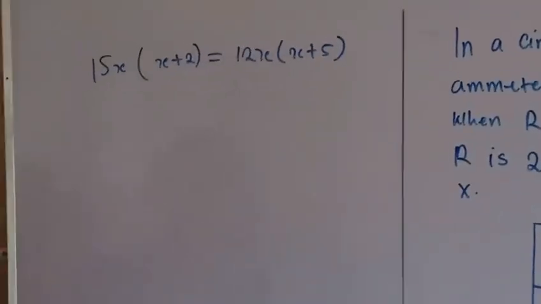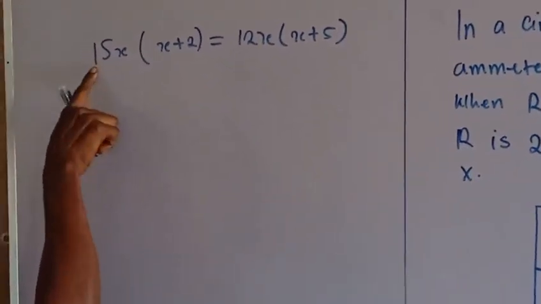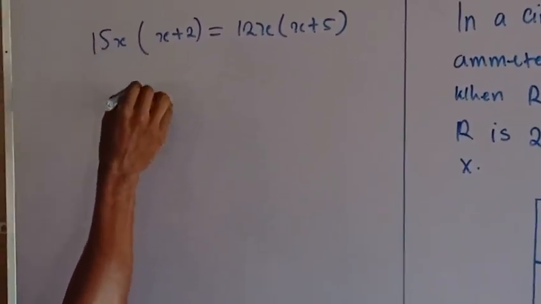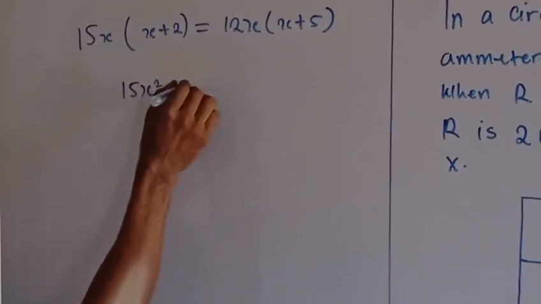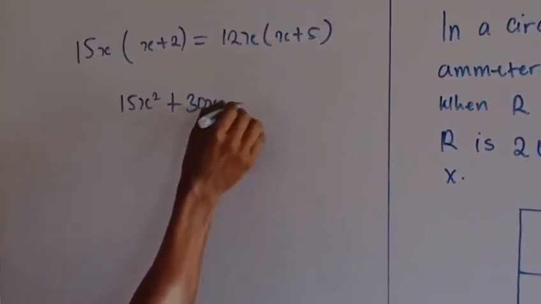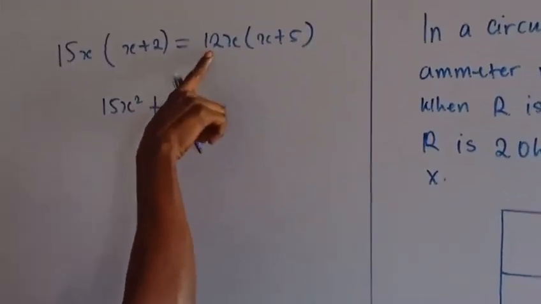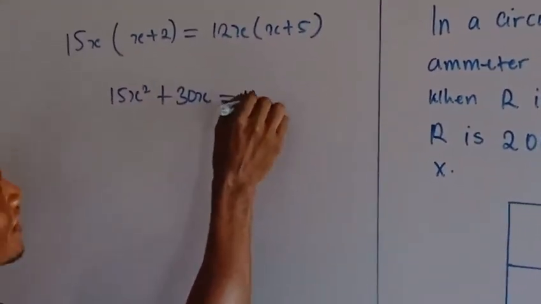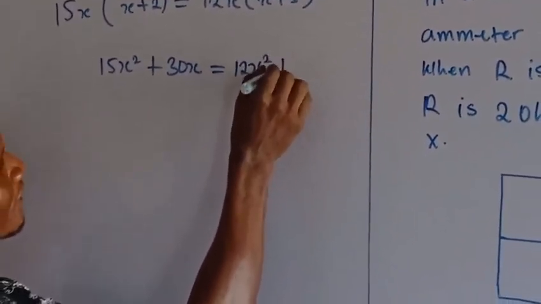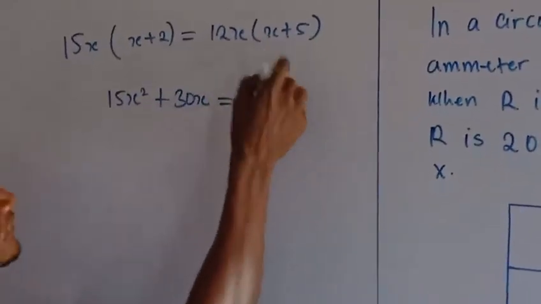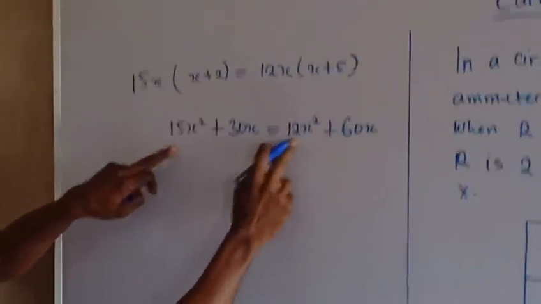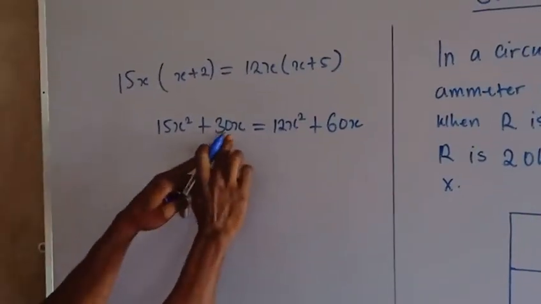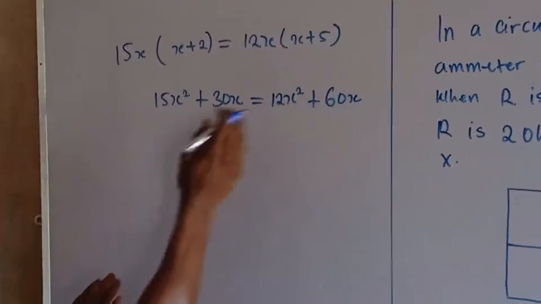You can open the bracket. In opening the bracket, we have 15x times x will give us 15x squared plus 15x times 2 will give us 30x is equal to 12x times x will give us 12x squared plus 12x times 5 will give us 60x. So we collect like terms. We have x squared here, we have x squared here. So we bring them together. And then we have 30x here, we have 60x. So take them, also take this one to that side.